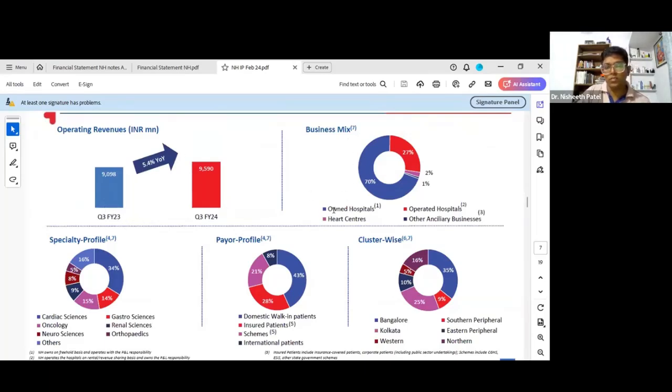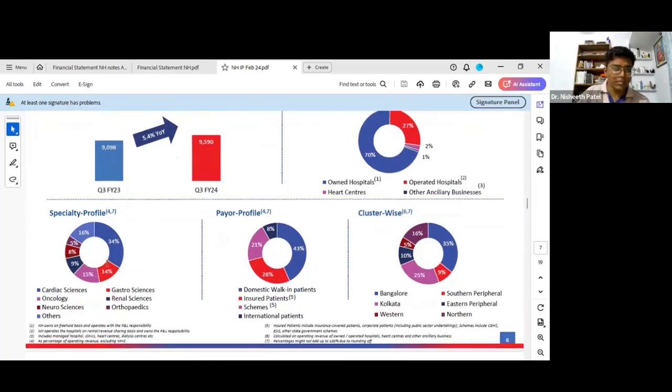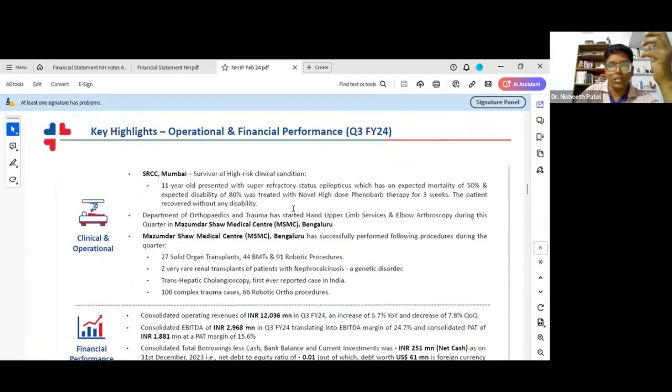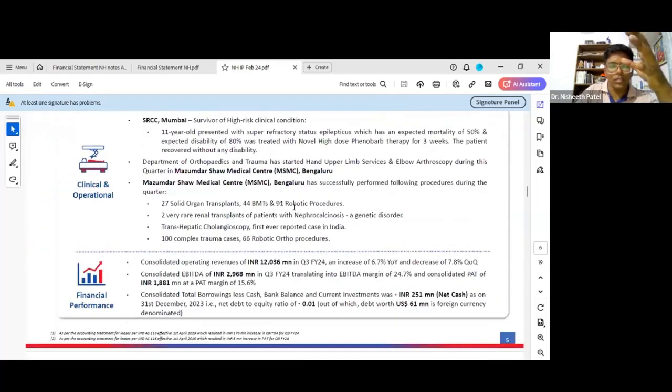Now, the business mix, we can see that the company has its own hospitals and they are getting 70% of revenue from these hospitals. Specialty wise, they have distributed the revenue generation. From cardiac sciences they are getting 34%, from oncology they are getting 15%, from gastro science they are getting 14%. Okay, so these are all the metrics where we can see how profitable the company is or how the company is standing amongst its peers.